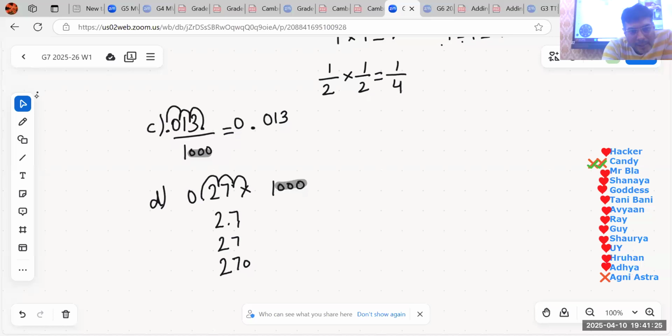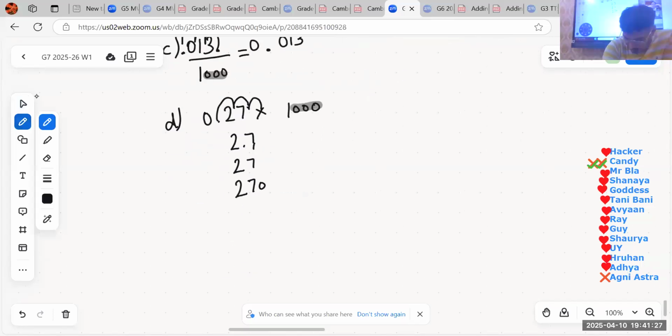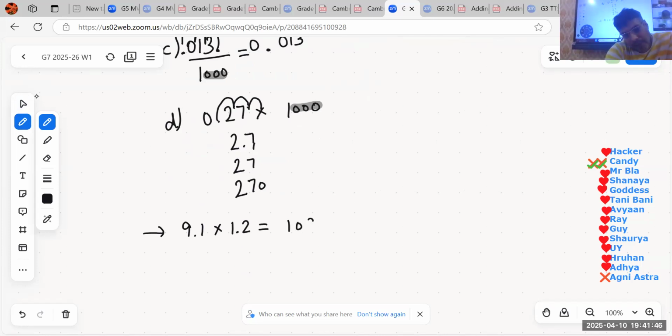Now next, how do we multiply decimals? Suppose I have 9.1 times 1.2. Then how will we do it? We just multiply normally, 91 into 12. Forget the decimal, multiply normally, you will get 1092. Then because there is 1 digit after the decimal here and 1 digit after the decimal here, I will shift the decimal 2 places to the left and my answer will be 10.92.